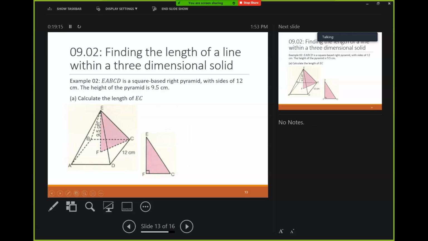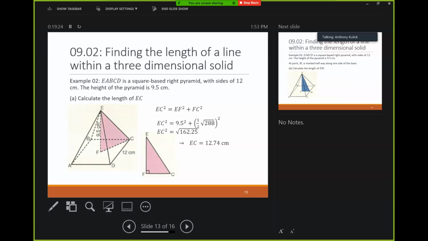Okay. So now that we have FC and we know EF, we can find EC. And we get 12.74.